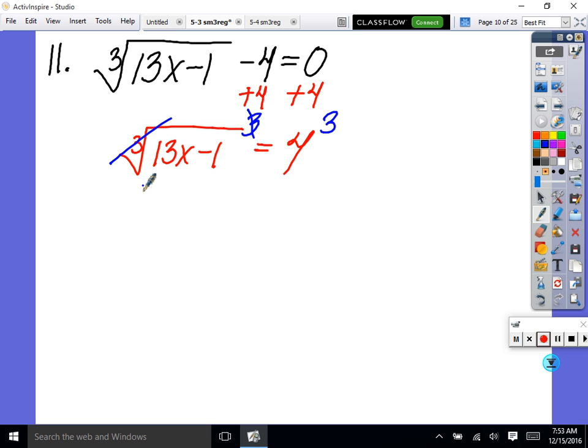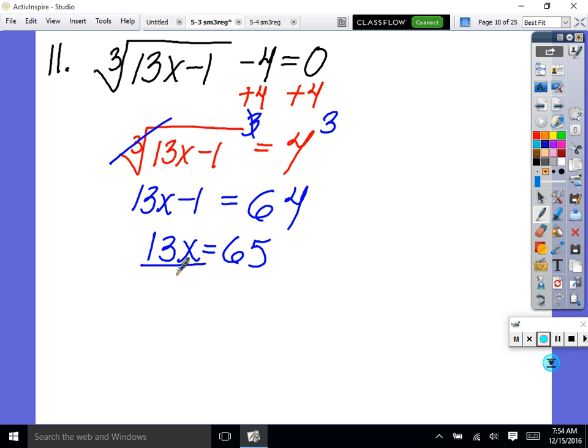Root cancels out with power. 13x minus 1 equals, what's 4 cubed? 64. Now it's just algebra solving for x. So we'll add 1. So 13x equals 65, right? Divide by 13. x equals, what is it? 5. And then we would check this one.